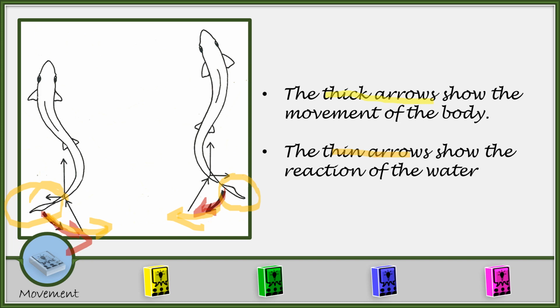The thin arrows show the reaction of water. We have these ones here. They are showing us the reaction of water. Those small arrows show us the reaction of water.